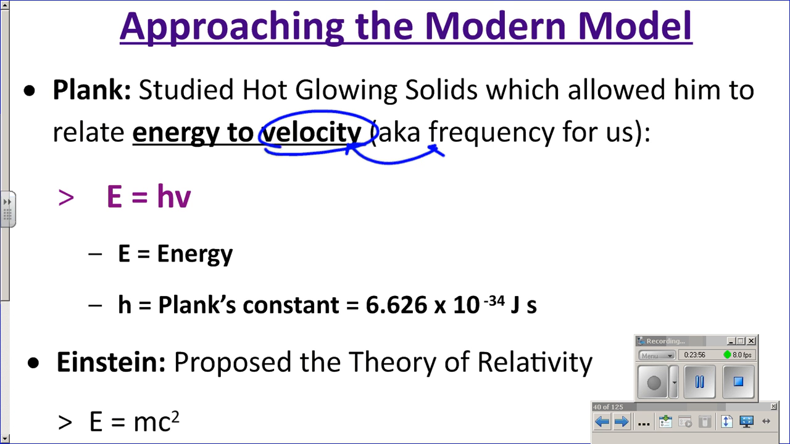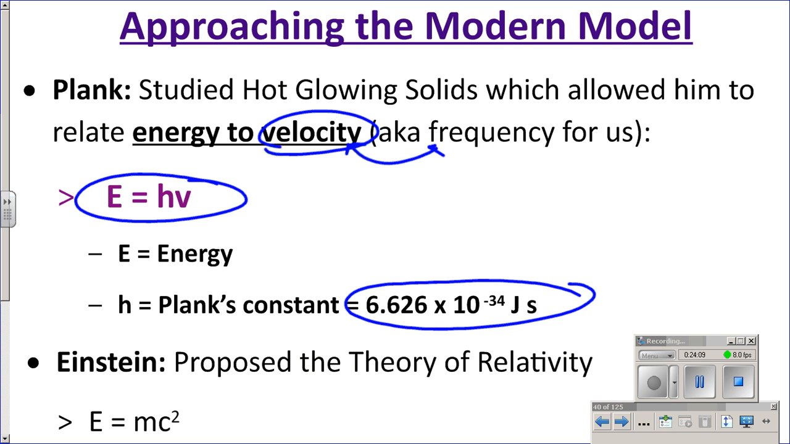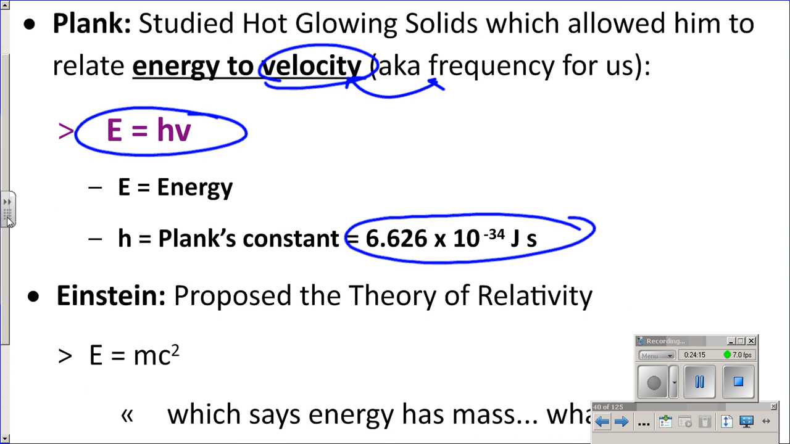So he said there's an energy relation to the velocity and the wavelengths we've been talking about so far. And he came up with this relationship. E is equal to hv. E is energy. H is Planck's constant, 6.626 times 10 to the negative 34th joule seconds. Why does joule have to come into play here? What are we talking about? Energy. So that's why we have to have that unit present.